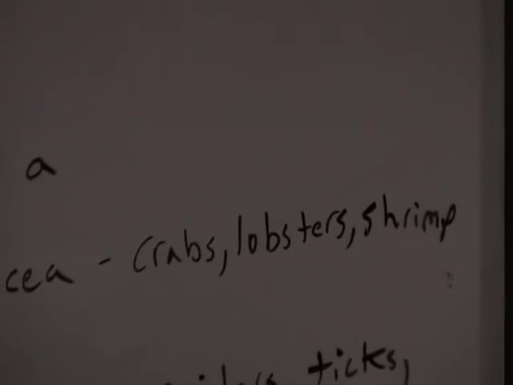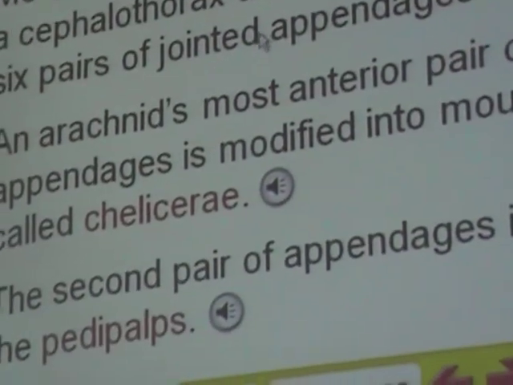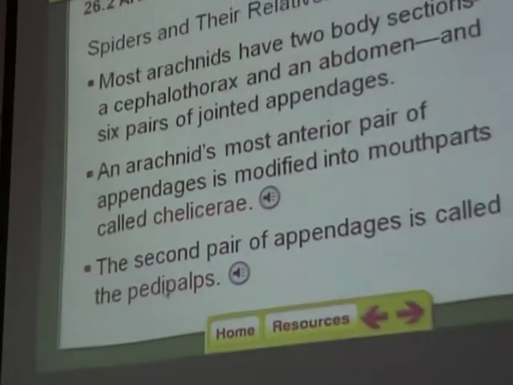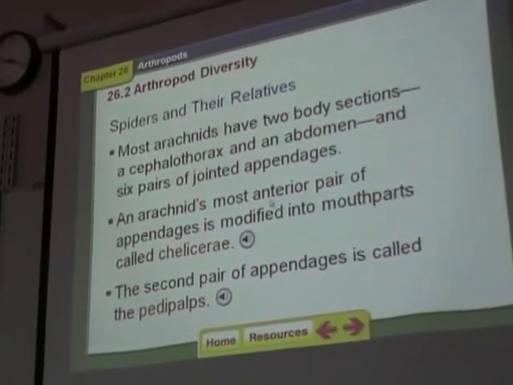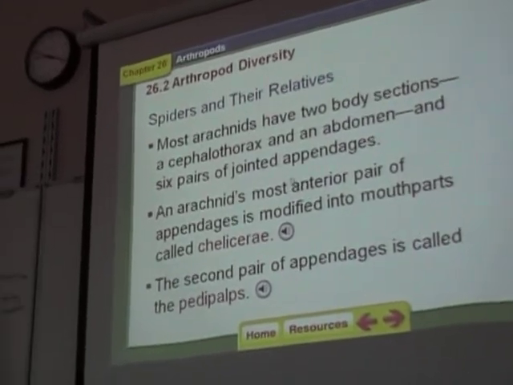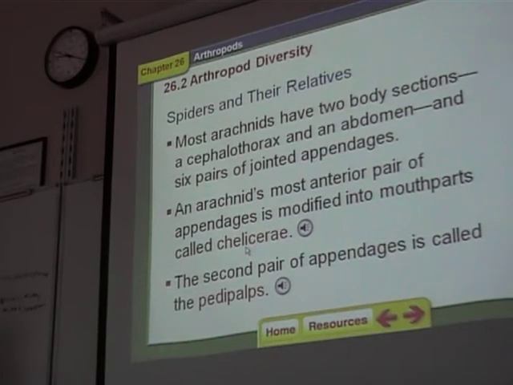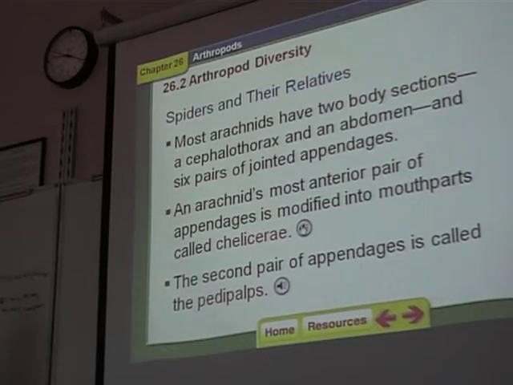Most arachnids have two body sections, the cephalothorax and abdomen, and 6 pairs of jointed appendages: 8 legs, and then 2 other pairs of appendages that we call chelicerae and pedipalps. An arachnid's most anterior pair, the front, is modified into mouth parts called chelicerae. They're kind of like fangs. Usually the chelicerae contain fangs.